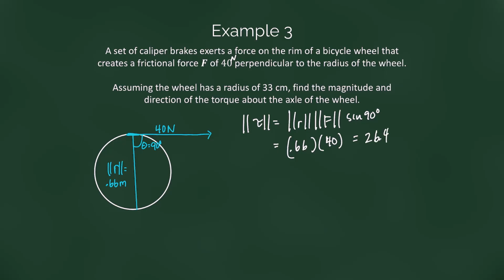Let me verify that. 40 times 0.66, yeah, 26.4. And that is what we're going to measure. Our units are Newton meters. Now let's think about the direction of this. We could use the right-hand rule.